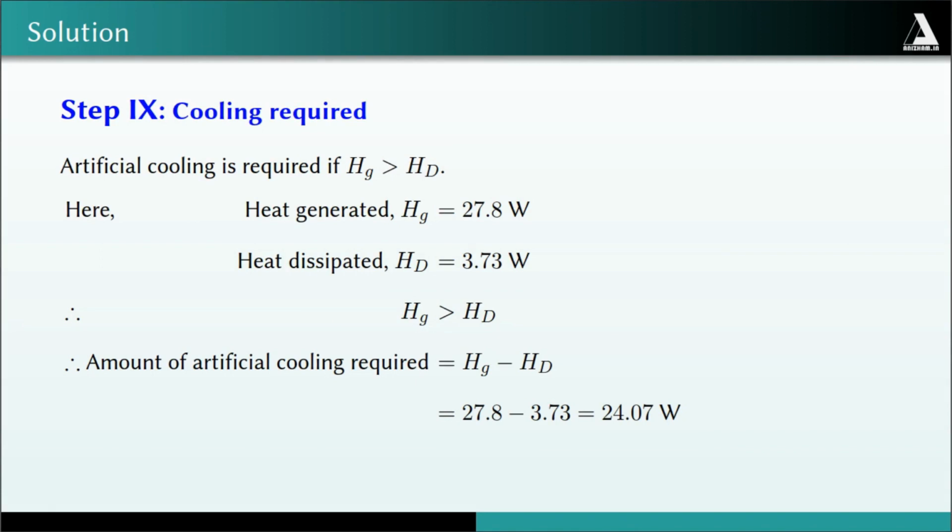Now, we determine whether cooling is required, and if required, what amount of artificial cooling is required. Artificial cooling is required if the heat generated Hg is greater than the heat dissipated, that is HD. In this case, heat generated Hg is 27.8 watts and heat dissipated HD is 3.73 watts. Therefore, Hg is greater than HD, and the amount of artificial cooling required is Hg minus HD, that is 24.07 watts.